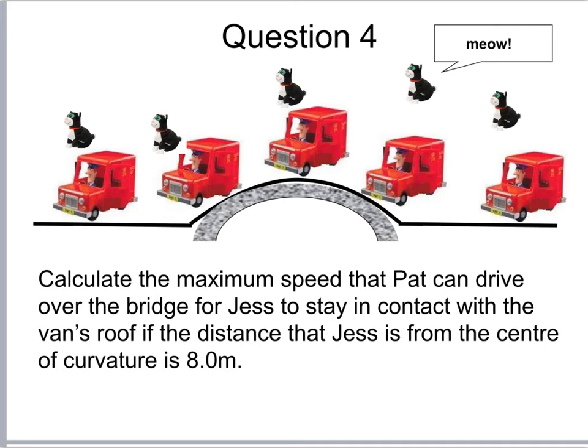So Jess will remain in contact with the van's roof as long as the reaction force is greater than 0. So if the reaction force between Jess and the van is greater than 0, Jess will remain in contact with the van's roof. Now, based on previous questions that we've looked at, we need to consider the other forces that are acting on Jess at the moment in time, which is the weight, mg, and also the centripetal force. Okay, and there's also the reaction force between Jess and the van's roof. So as long as the reaction force is 0 or higher, Jess should remain in contact with the van.